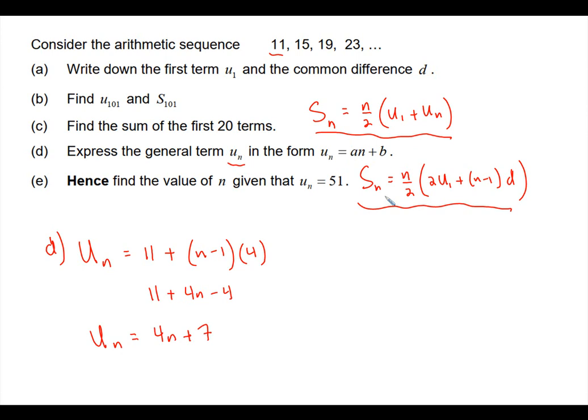Okay? And then part E, they want us to find the value of n, given that u sub n is 51. Okay? So that means 51 is going to equal, and then go ahead and use this nth term formula, 4n plus 7. So we minus 7, we get 44 is equal to 4n. So we know n is going to equal 11. Okay?